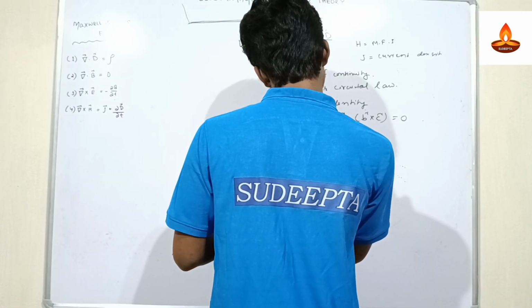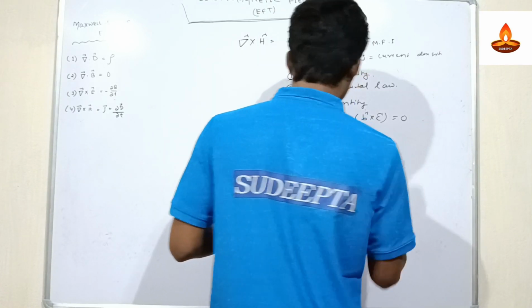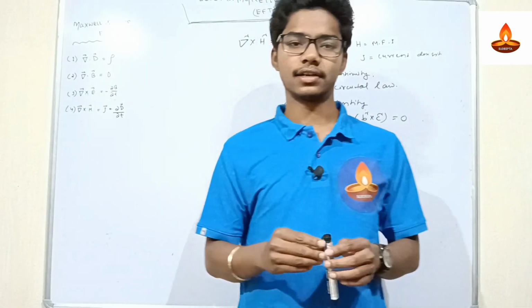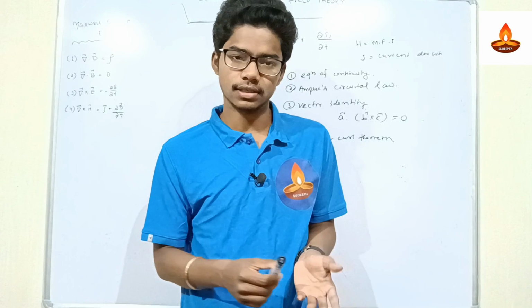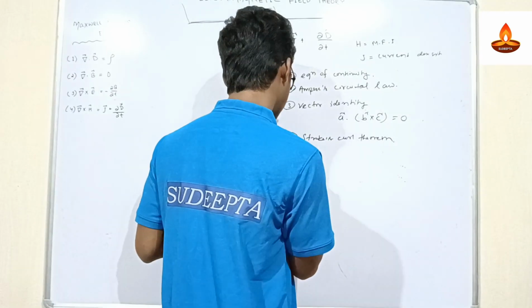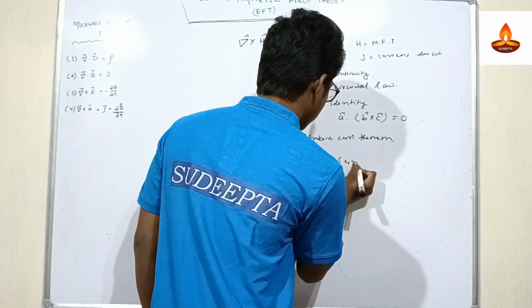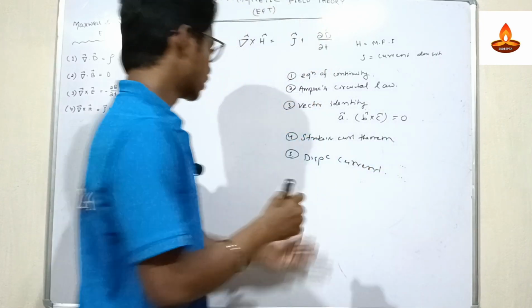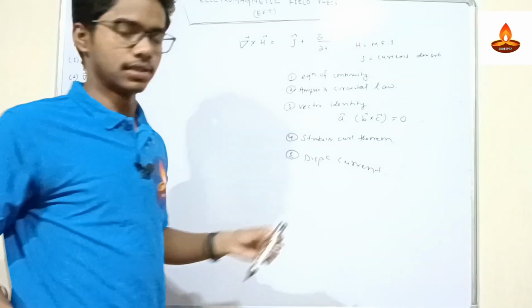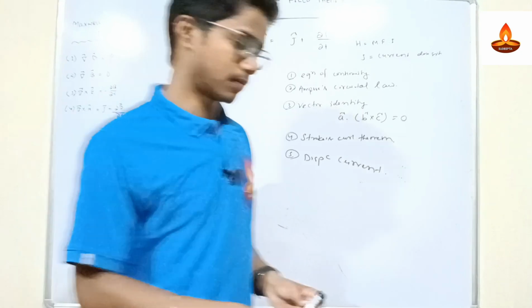Fourth is Stokes curl theorem. So what is Stokes curl theorem? Stokes curl theorem is used to convert the line integral to a surface integral and the surface integral to a line integral. That's the application of this theorem. And the last thing is displacement current, which will be discussed at the relevant stages of the derivation. We'll discuss everything, so stay tuned with me.